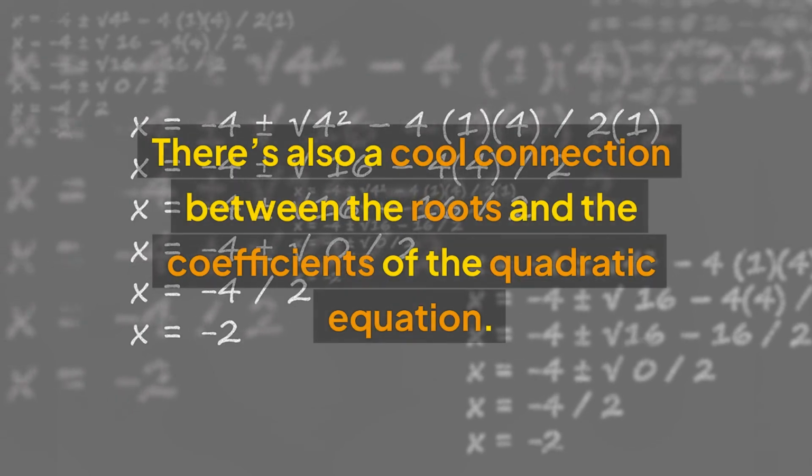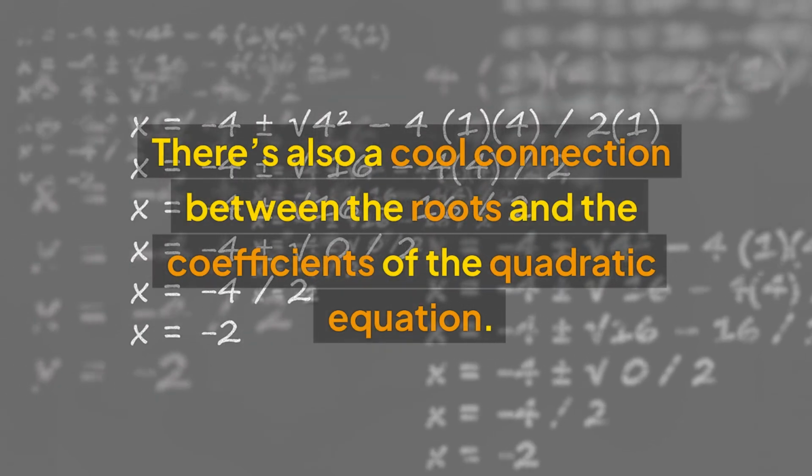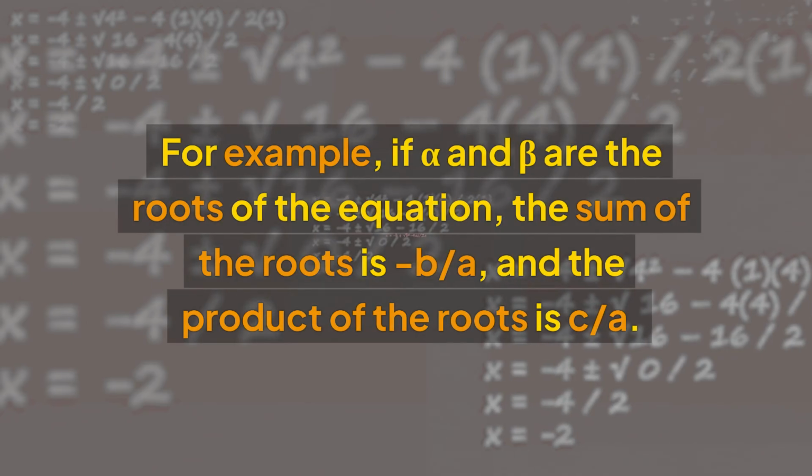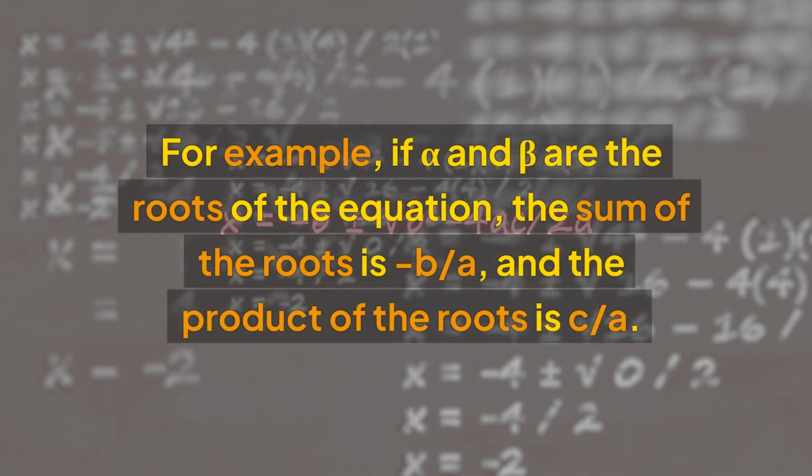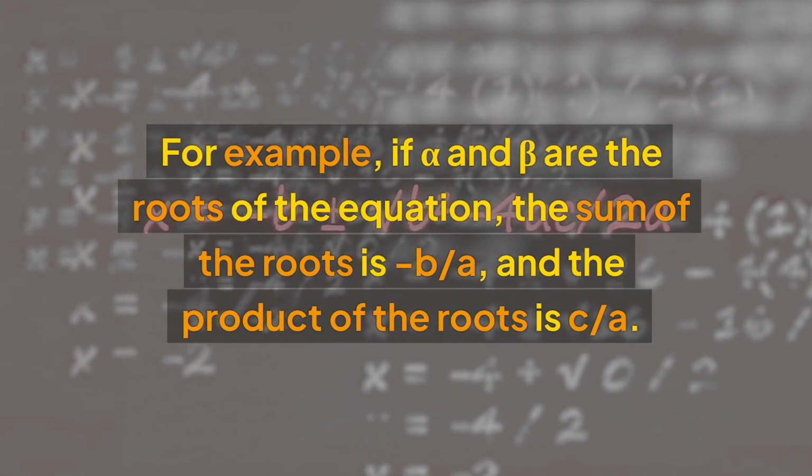There's also a cool connection between the roots and the coefficients of the quadratic equation. For example, if alpha and beta are the roots of the equation, the sum of the roots is minus b by a, and the product of the roots is c by a.